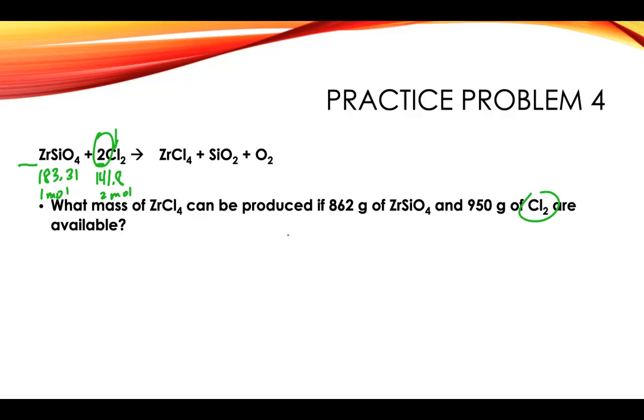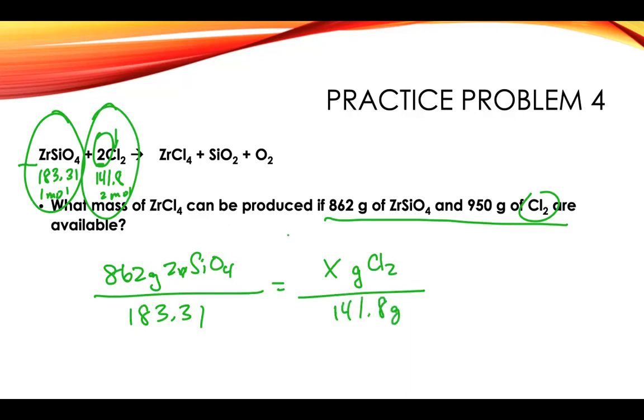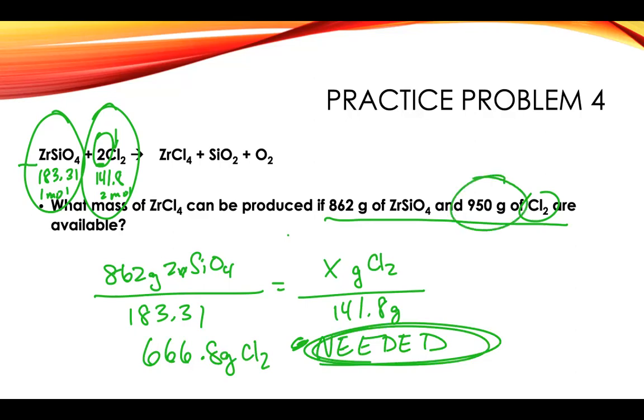So if I do my proportion, I'm given the amounts of both reactants. I'm just going to take 862 grams of ZrSiO4. Who can say that 3 times fast? And how many grams react according to the balanced equation? 183.31. I want to know how many grams of Cl2 I need. The reacting mass is 141.8 grams. So 862 times 141.8 divided by 183.31, and I get, evil number, 666.8 grams of Cl2 needed. How much do I have? I have 950. I've got way more than I need. So that means this one is limiting, and this is excess.